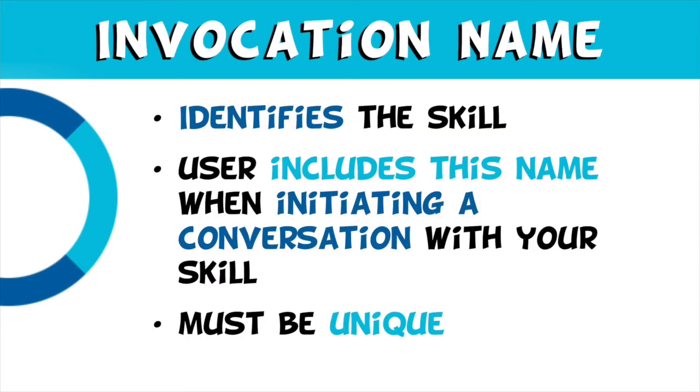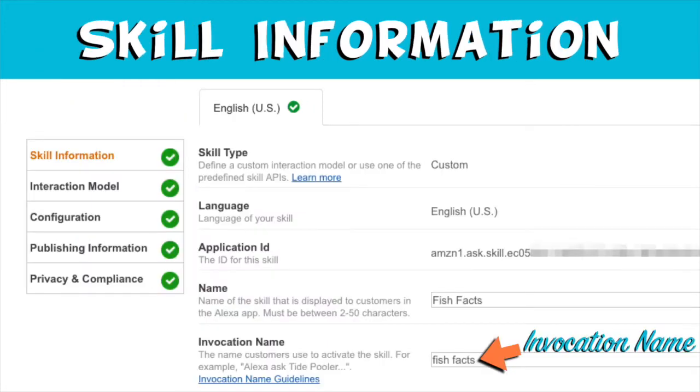The invocation name is the unique identifier for your skill and is part of what users will say to access and interact with your skill. So there are two names on this form for the skill information tab. The name, just plain name, is what will be displayed in the Alexa app where people find and enable new skills for their device. And the invocation name is what users will say to interact with your skill. And there are some specific guidelines that you can take a look at for how that can be formatted.